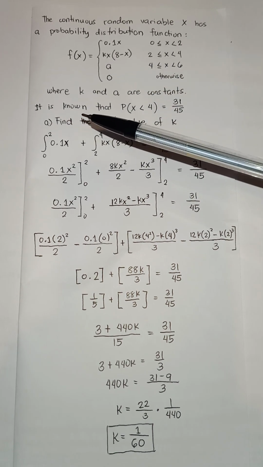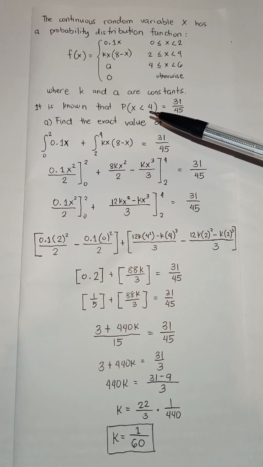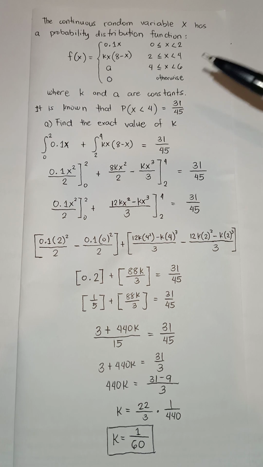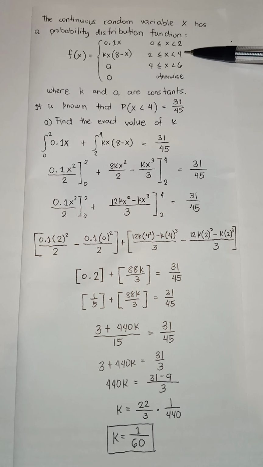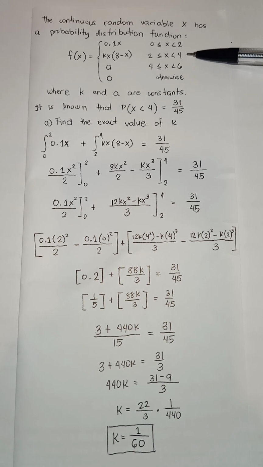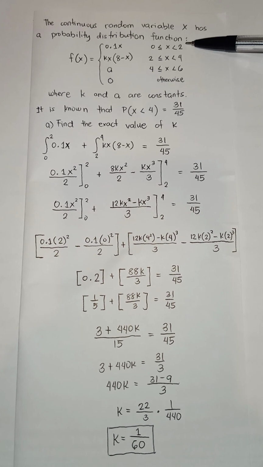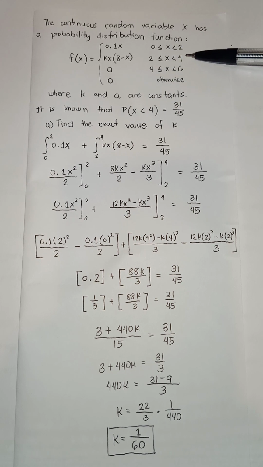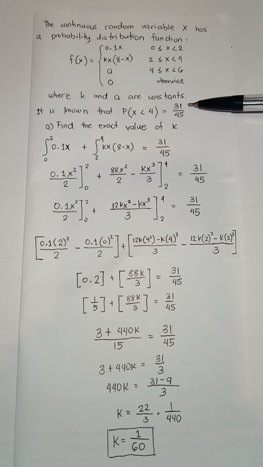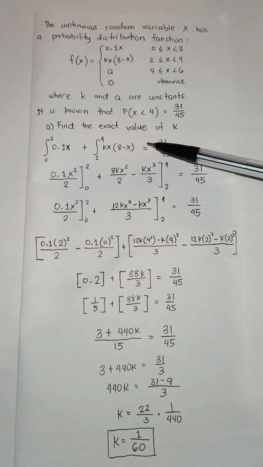So it is known that the probability of the random variable x being less than 4 is equal to 31 over 45. But as we know, the sum of the areas within this domain should be equal to 1, right? Because that is the sum of the probability. But here, since it only takes up from 0 to 4, the probability is 31 over 45. So, the task is to find the exact value of k.